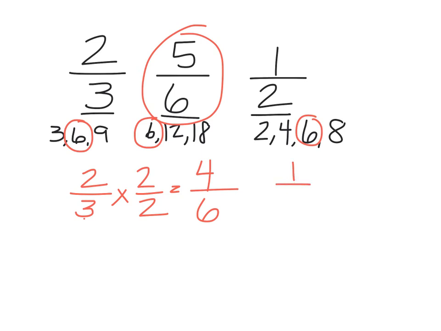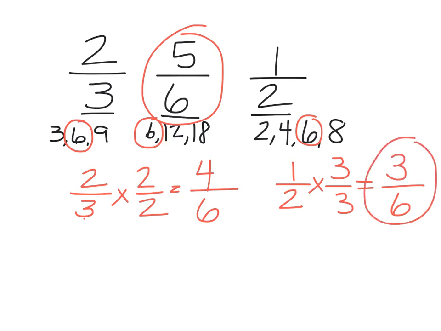Now we're going to change 1/2. 1/2 times something, and we need a 6 for the denominator. Well, we know 2 times 3 equals 6. Whatever we do to the bottom, we have to do to the top. 1 times 3 is 3. So now you'll see that we have 3 fractions, and they all have the same denominator.